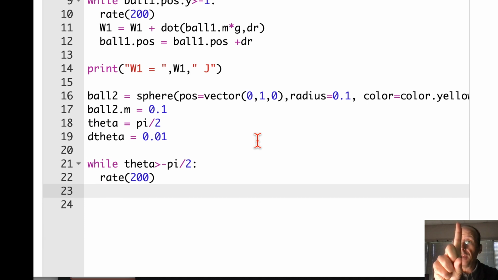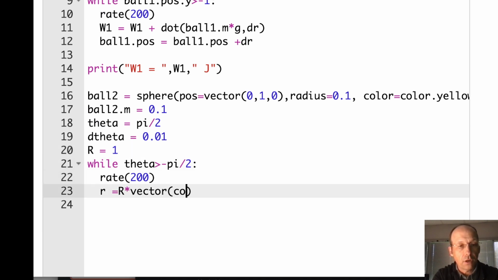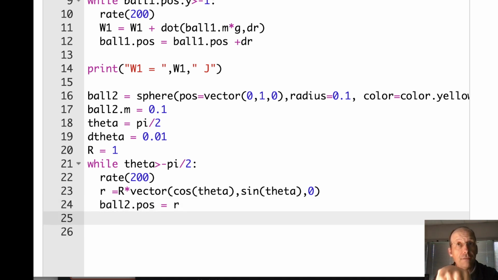So the first thing I'm going to do is calculate the vector r. R equals r times vector cosine theta, sine theta, 0. Now I'm going to put my ball there. Ball 2.pos equals r. Now I'm going to change the value of theta. So theta equals theta minus d theta.